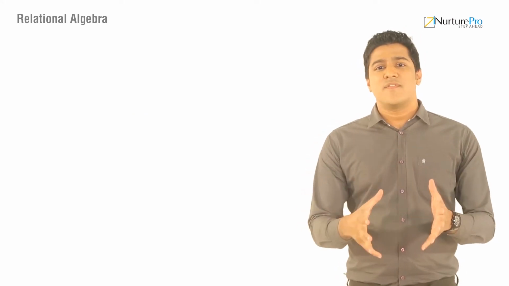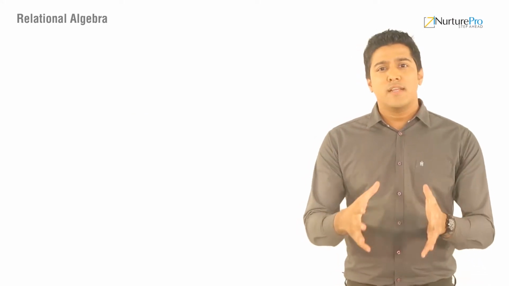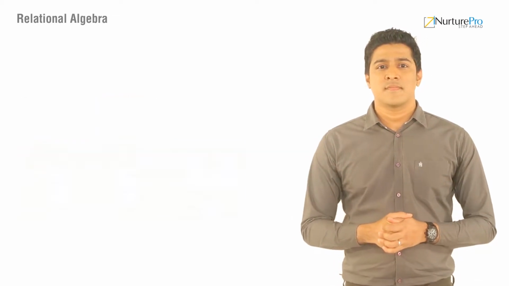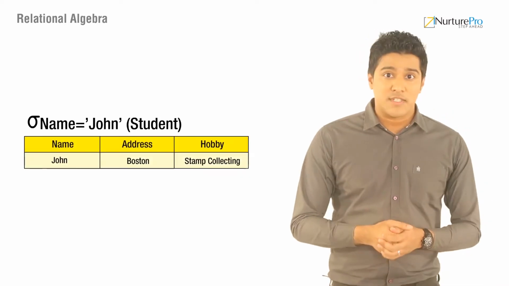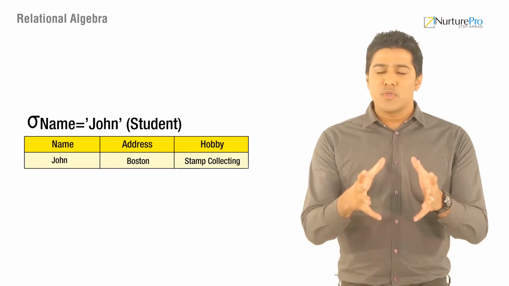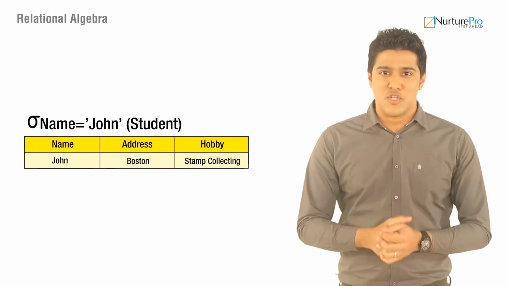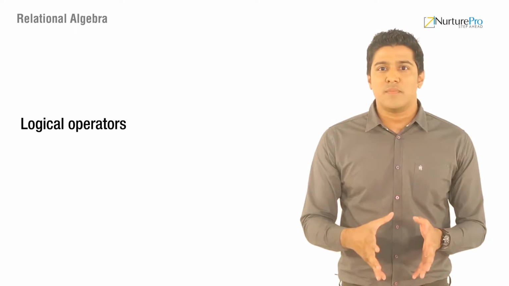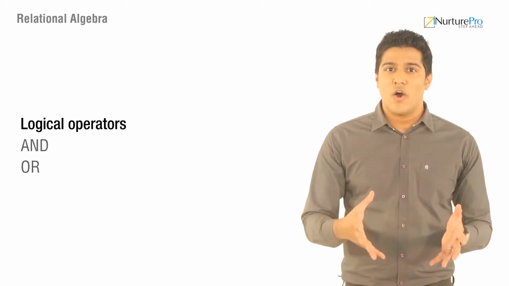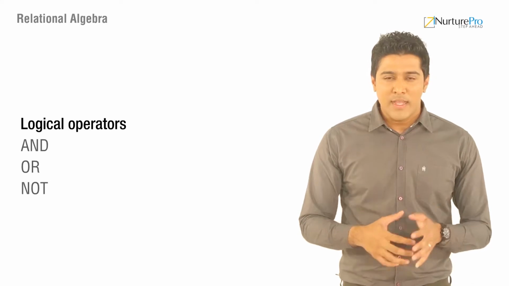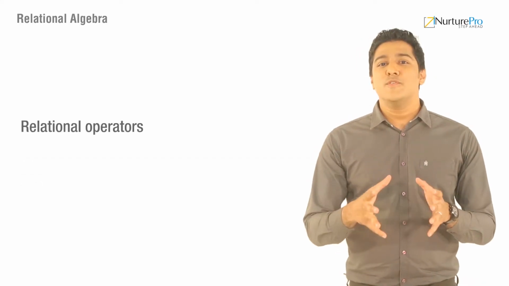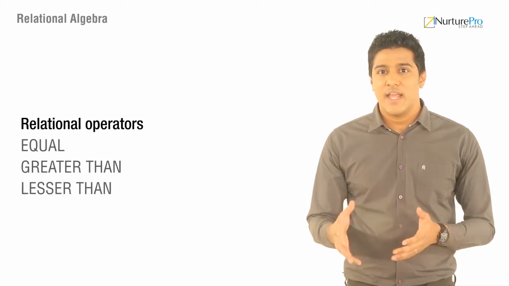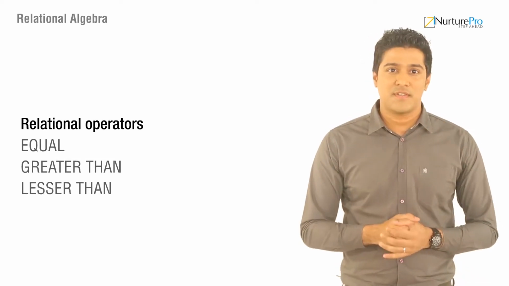Now let us take an example for a select operation. Take a look at the student table as shown on screen. By applying the Boolean expression shown on screen, it selects the rows from student table where the name is John. With select operation, we can also use logical operators such as and, or, and not. With select operation, we can also use relational operators like equal, greater than, lesser than, and others in Boolean operations.